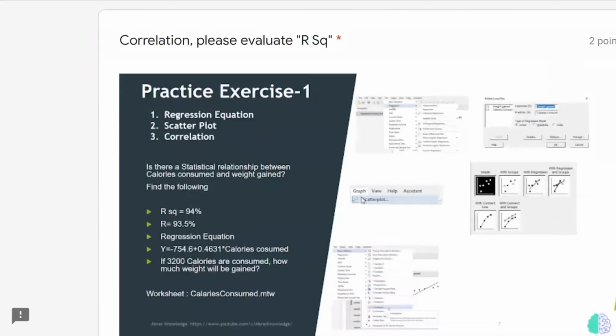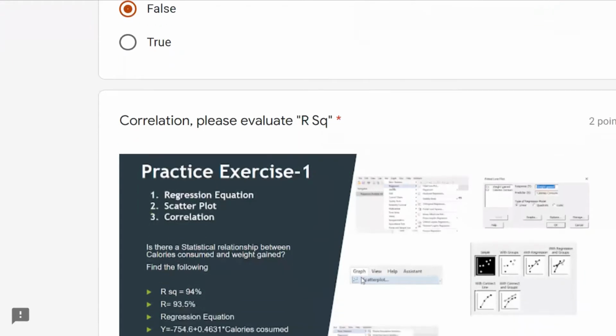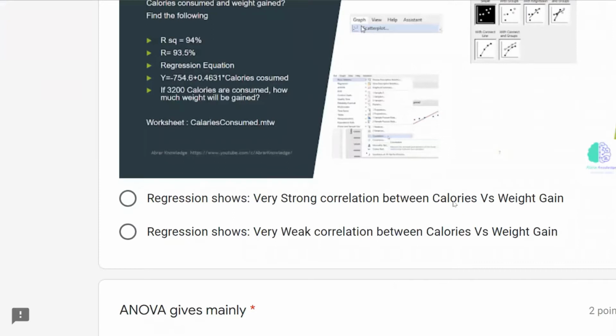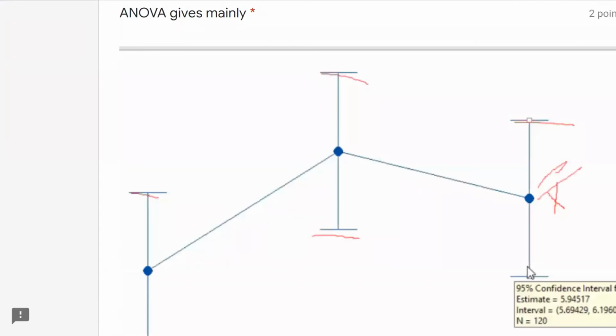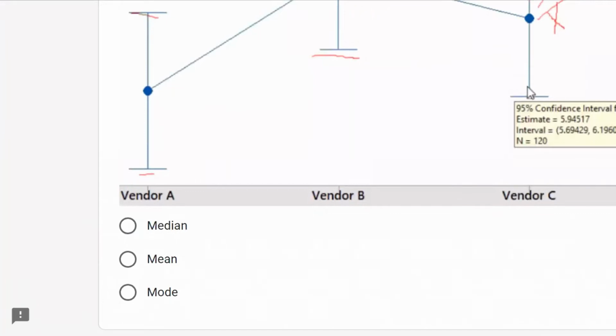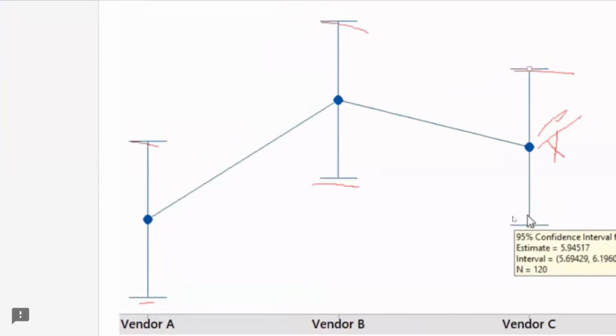So correlation, and here they have asked us to evaluate R square. R square, they have given 94%. If it is 94%, it says strong, very strong correlation. And then you have the next one, ANOVA gives dash. Does it give median? Does it give mean? Does it give mode? It gives mean. For example, vendor A mean, and this is the graph to interpret it. So dark blue is called mean, and this is the whisker, the starting point, end point, and all that. So basically, it gives mean.